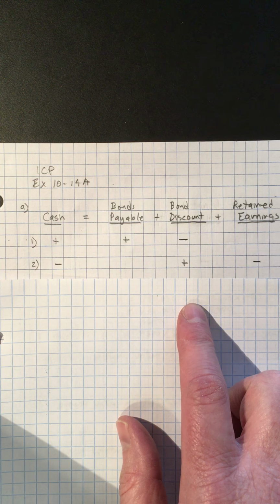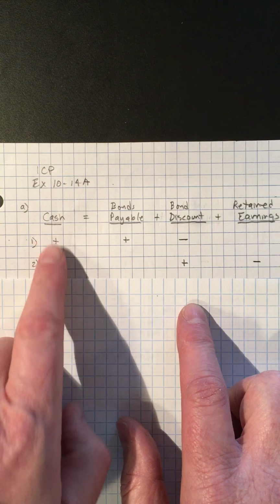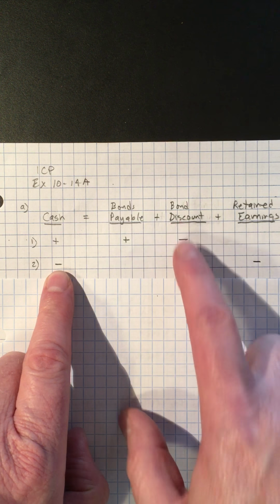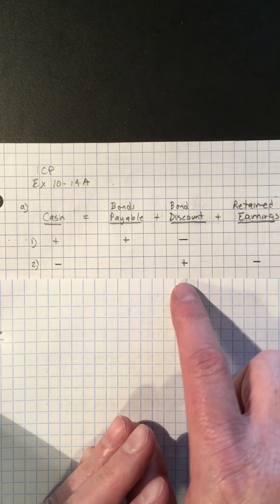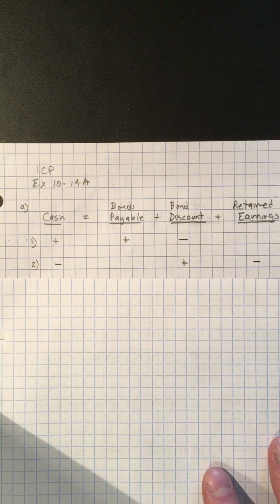Then in number 2, when we make the interest expense payment, we reduce cash. I reduce the bond discount. In this case, it reduces with a positive number because it has a negative balance. And I reduce retained earnings for the interest expense. So that's what they're looking for in A.